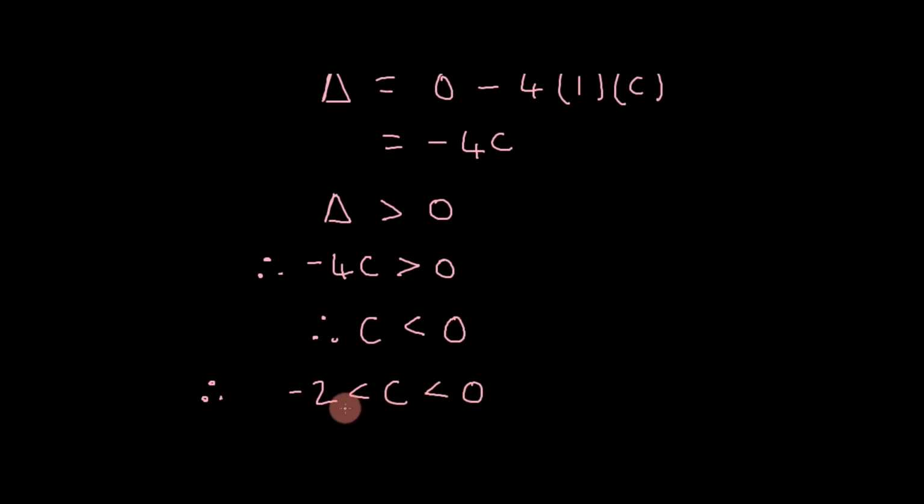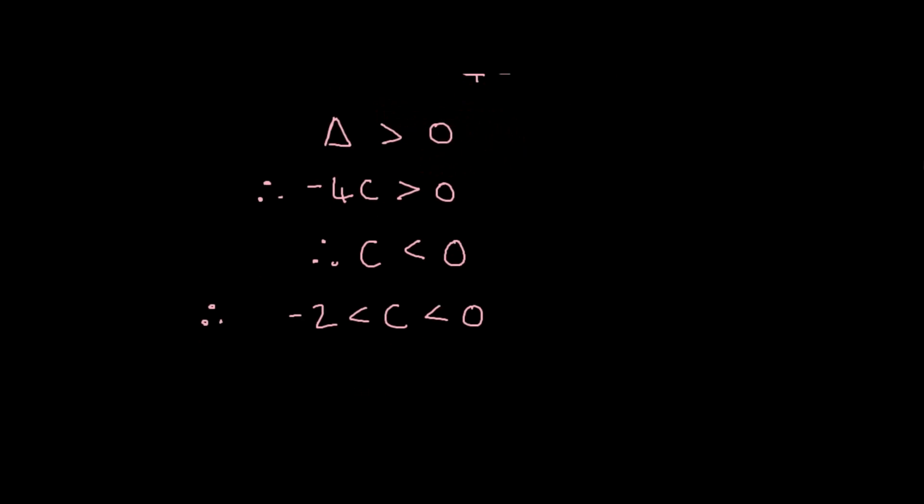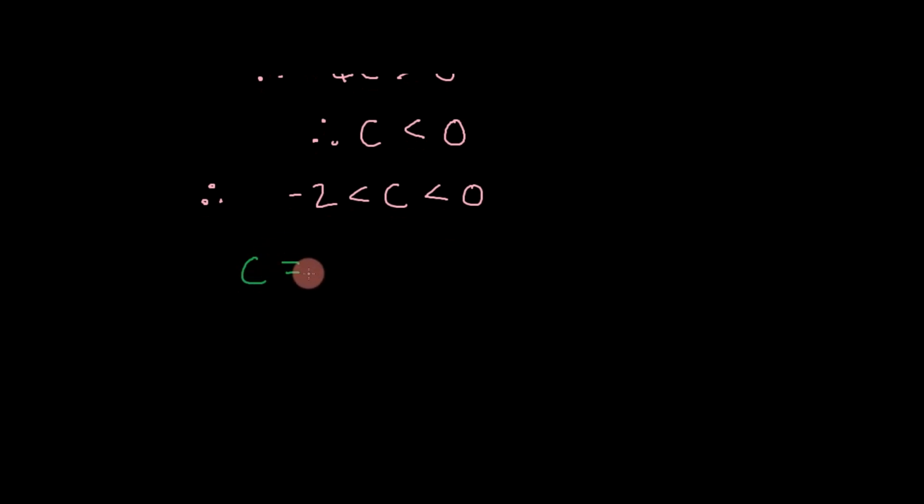Now, we can try and find two numbers between -2 and 0 that will, when we plug it in here, make delta a perfect square. If I take -1, for example, -1 does lie between -2 and 0. And if I plug it in here, I'm going to get -4 times -1, which is +4, which is a perfect square. So one answer would be for c equal to -1.